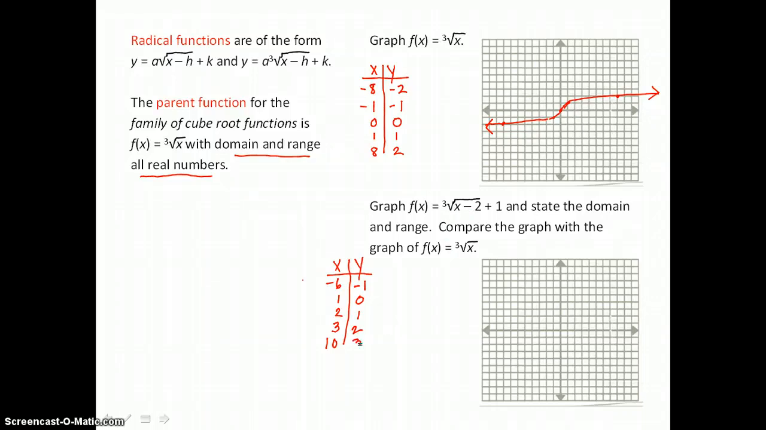1 is 3. So I'm going to graph negative 6, negative 1. I'm going to graph 1, 0. I'm going to graph 2, 1, and 3, 2. And finally 10, 3.